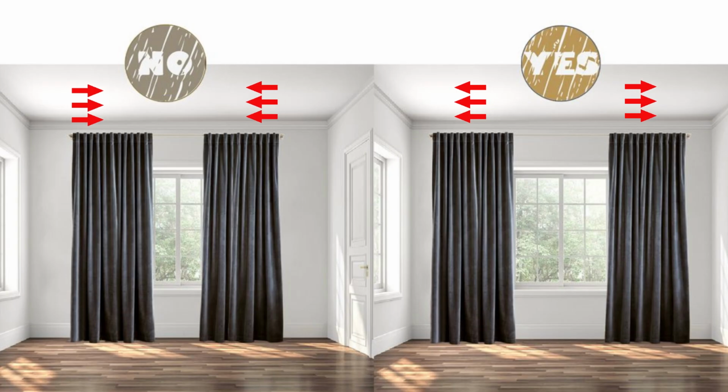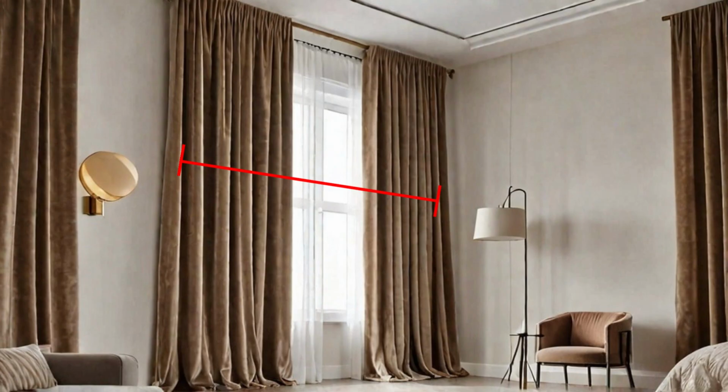The correct approach is to choose a rod that extends about 3 to 6 inches from each side of the window. Not only does this make the window appear larger, it also prevents the curtains from blocking natural light, making the room brighter and more open.